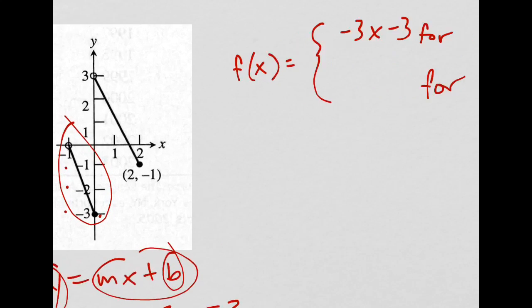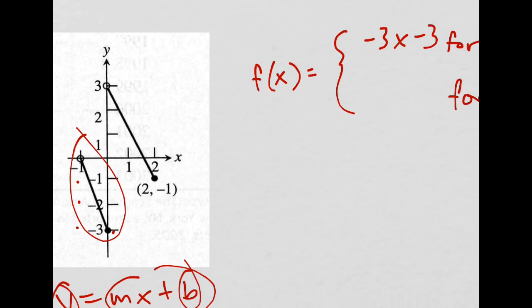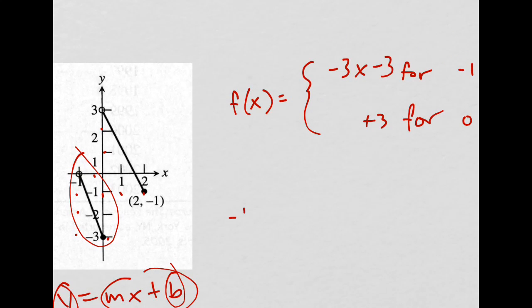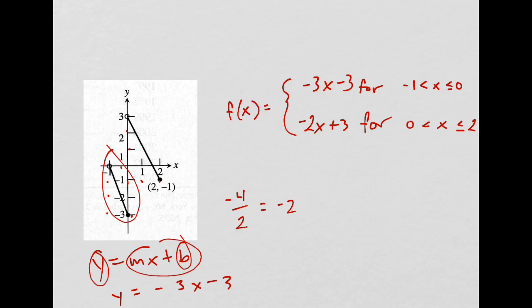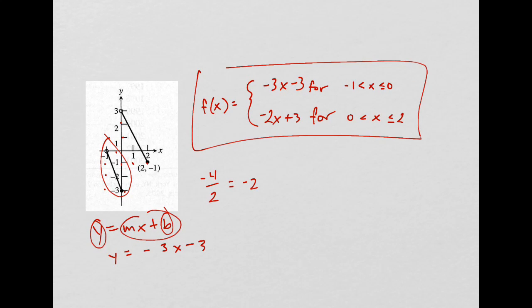And then for this, the y-intercept would be a positive 3, and the slope is down 1, 2, 3, 4, over 1, 2. So negative 4 over 2, which is just negative 2. So negative 2x plus 3. I hope that's right. Yeah, there we go. That's my piecewise function.